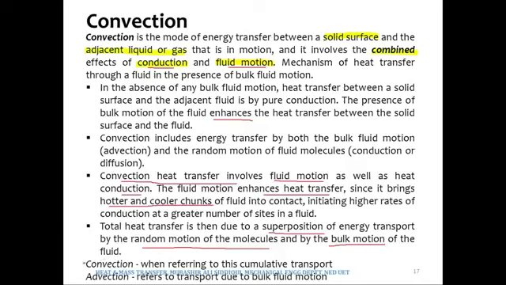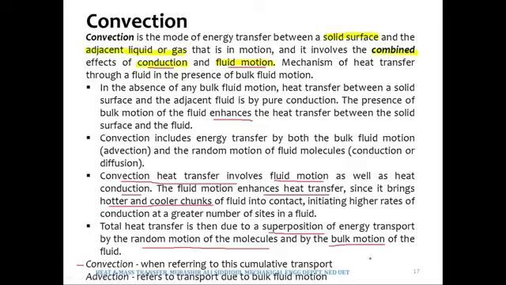Now, there are two terms that we should be looking at. We have discussed convection, but there is another term which we call advection. What is advection? Advection refers to the transport due to the bulk fluid motion only. Transport means energy transport, energy transfer. So advection refers to the energy transport due to the bulk fluid motion only.